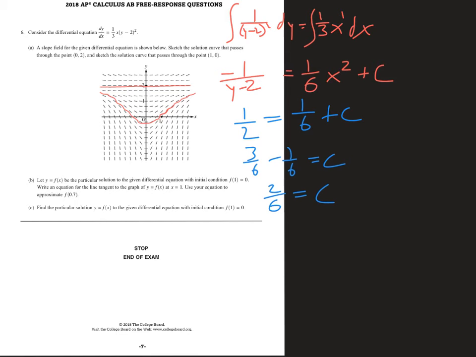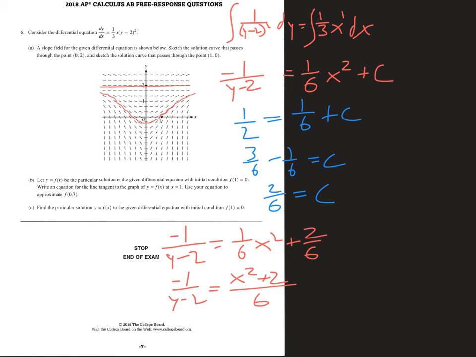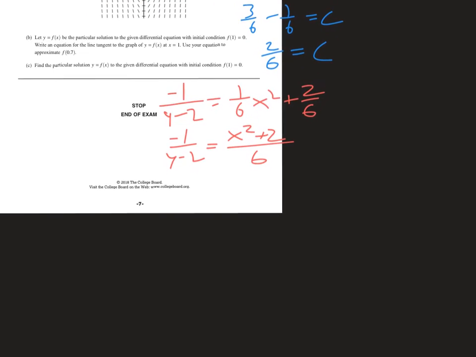So we have negative 1 over y minus 2 is equal to 1/6 x squared plus 2/6. And as I said, I'm going to combine this right hand side into one fraction. And now really I can just flip the two fractions. If you need to see how that works, I'm just going to cross multiply and then divide again. Let me scooch this over just a little bit here.